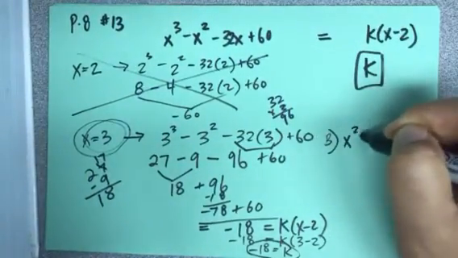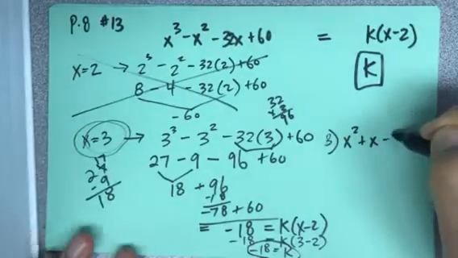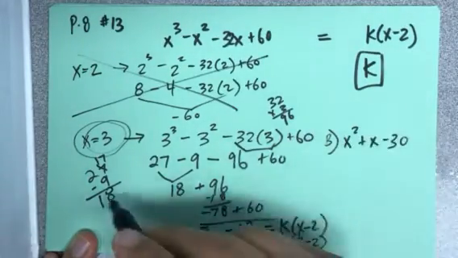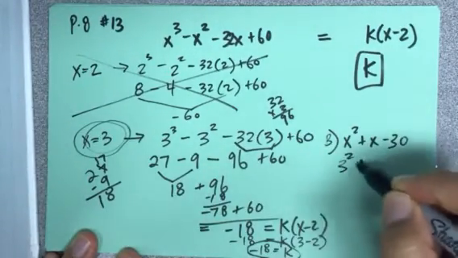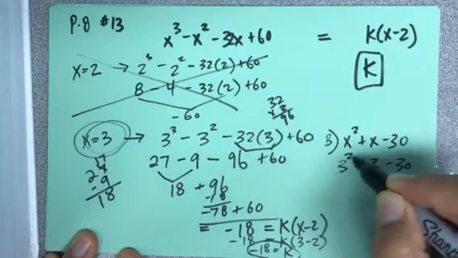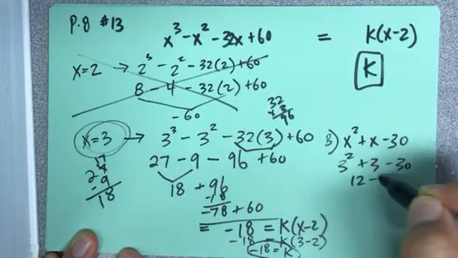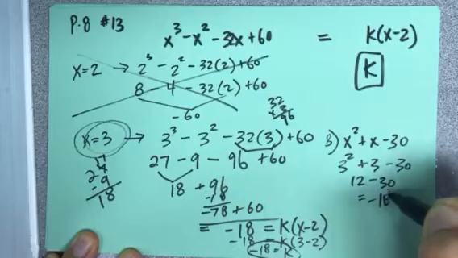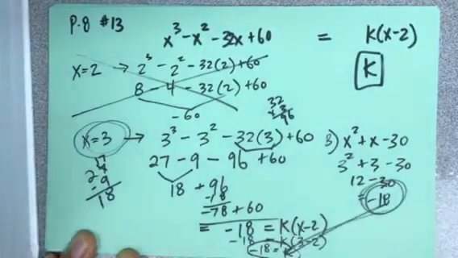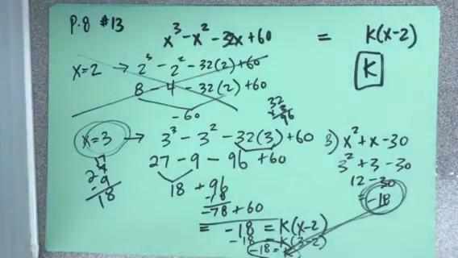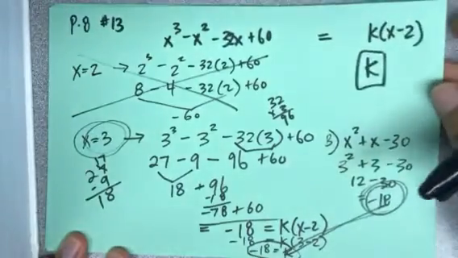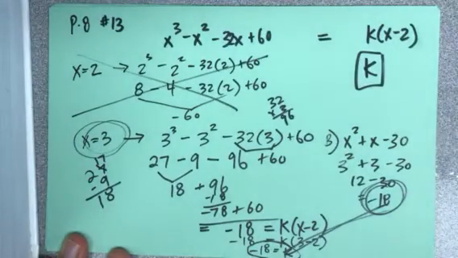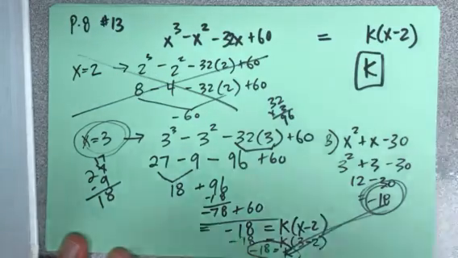It's x squared plus x minus 30. So that's going to be x is 3, so 3 squared plus 3 minus 30. That's 9 plus 3 is 12. 12 minus 30 equals negative 18, and we have a match made in heaven. Again, if you didn't understand that, go back to about 4 minutes, 5 minutes, and rewind it and rewatch it.